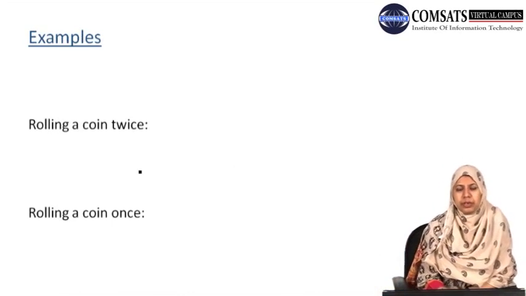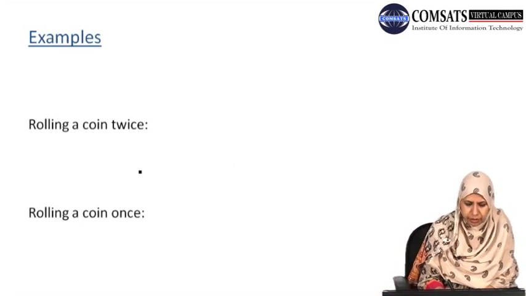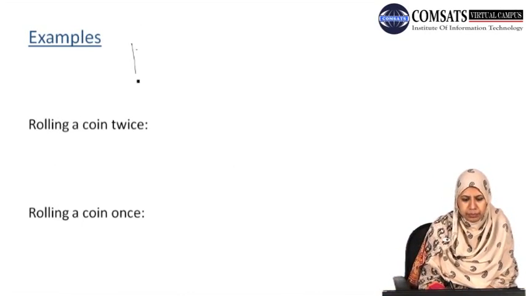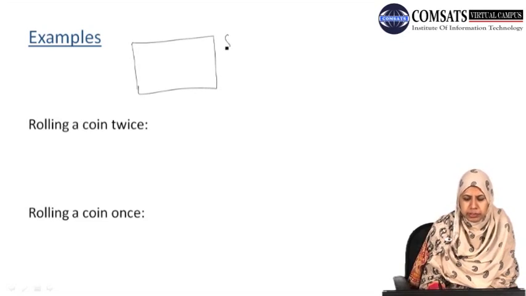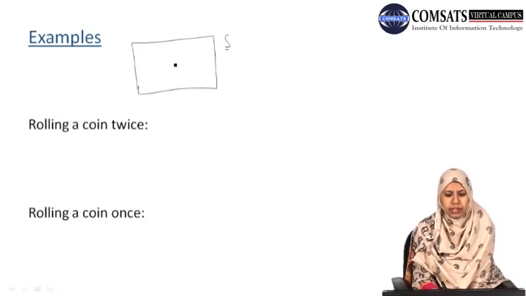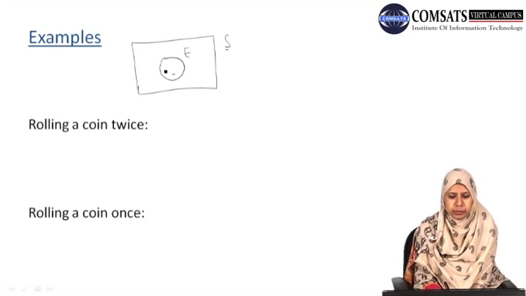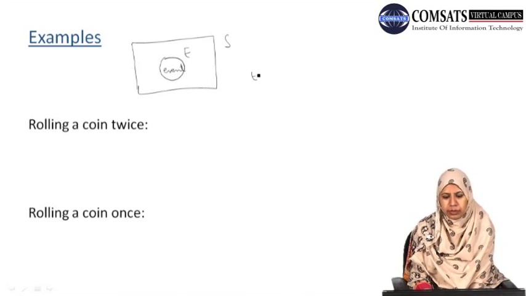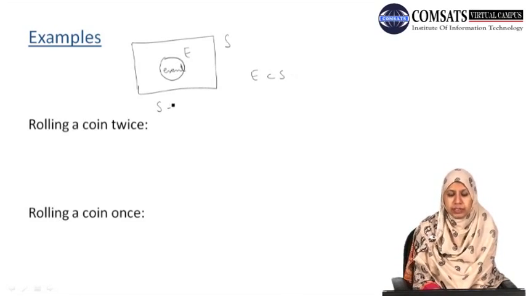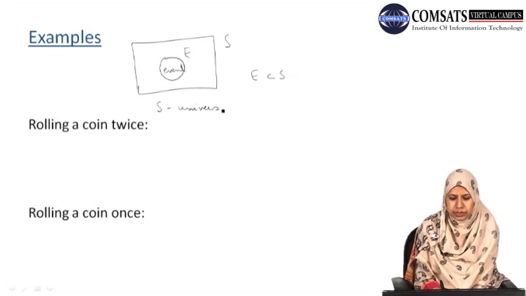So how do we define our event with the help of our Venn diagram? For example, this is our sample space S, and we say that an event E is a subset of our sample space. For example, this is our event, then our event E is a subset of our sample space, where our sample space now acts as our universal set.